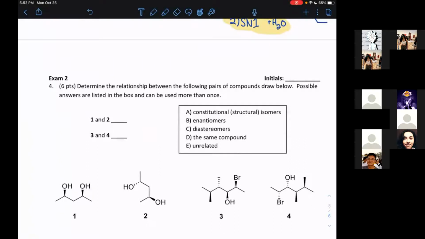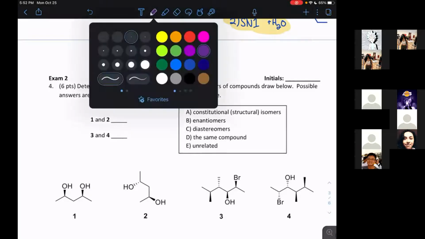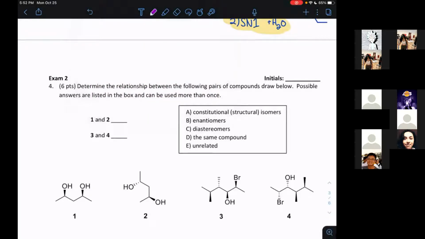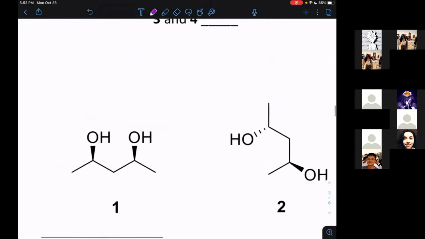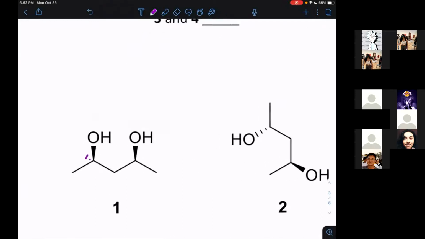Determine the relationship between the compounds below. So, let's see. I think for this one, you could also do R and S. I definitely just want to try that. So that'll be 1, 2, 3. This one will be the opposite way. 1, 2, 3. So this one is going this way. So this one is R. And then this one's going to be S.